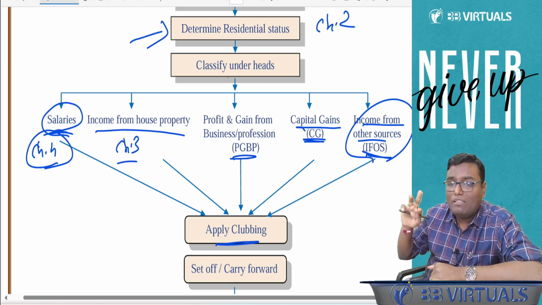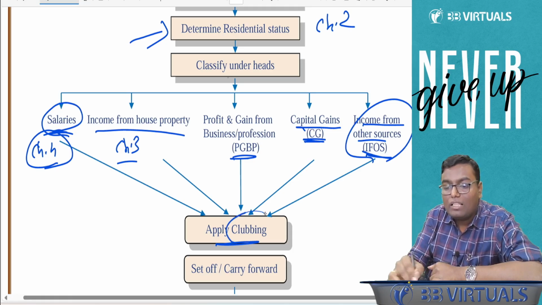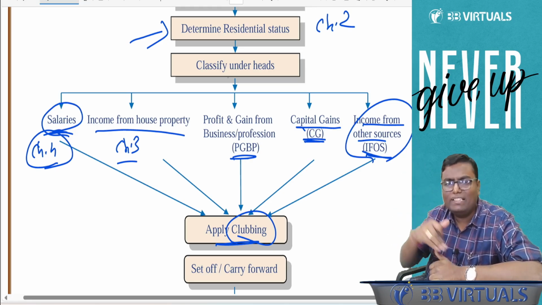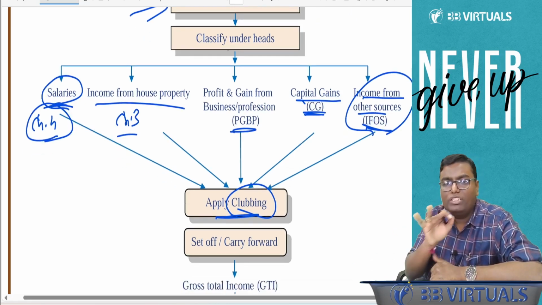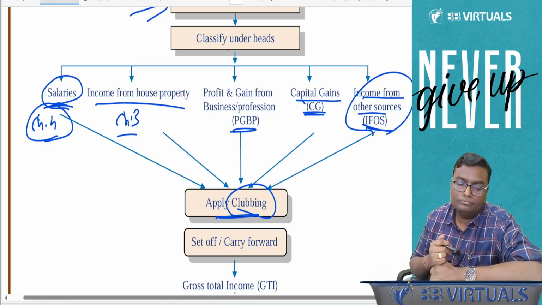So can I say income is of any other person, but I am paying the tax on that? This particular concept is called clubbing. Now, when this kind of clubbing is applicable, how it is applicable, we will study in that chapter whenever it comes. Once the clubbing provision is done, then we have to apply set off and carry forward.